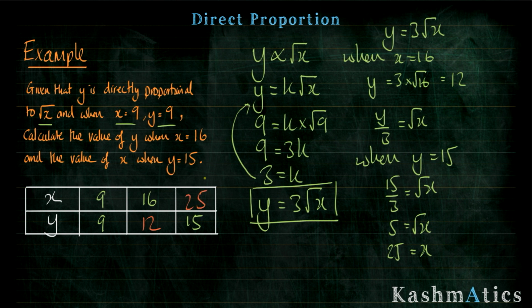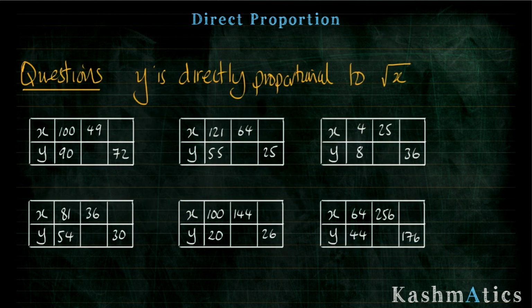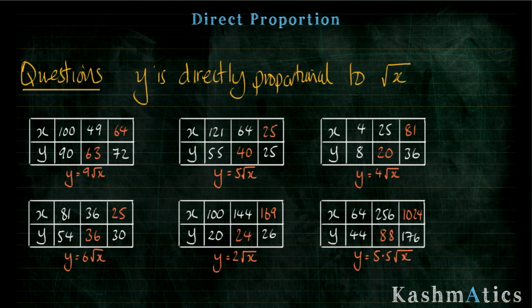So just as before, pause the video and make some notes, or watch it again if you need to, and then we'll go on to some questions. So here's 6 questions for you to try. Remember, y is directly proportional to the square root of x. Pause the video and I'll give you the answers shortly. So I'm going to reveal the answers in 3, 2, 1, and there you go. Okay, so just check through those and see if you got them right.